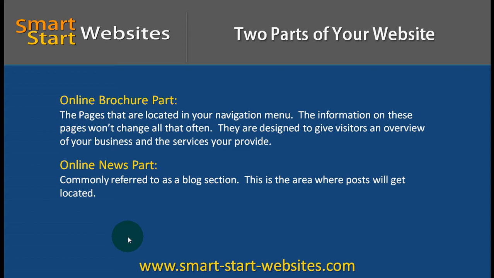The second part of your website would be thought of kind of like an online news feed or an online newspaper about your business, commonly referred to as a blog section. This is the area where posts will be added to your website when you add them. And we've created a menu item on your main menu that's called News and Advice, and this is just a different heading for what would also be known as the blog section of your website.